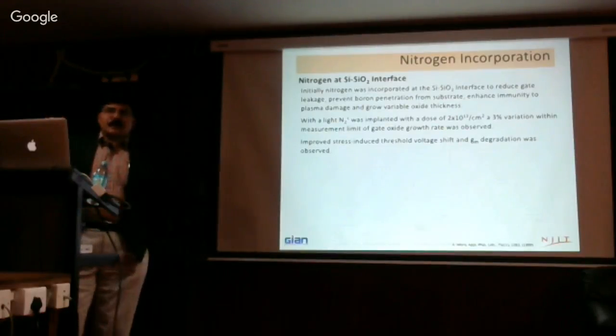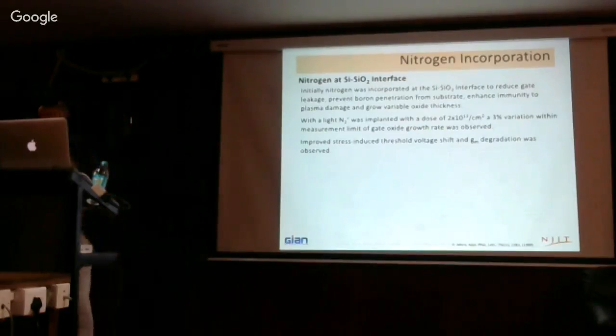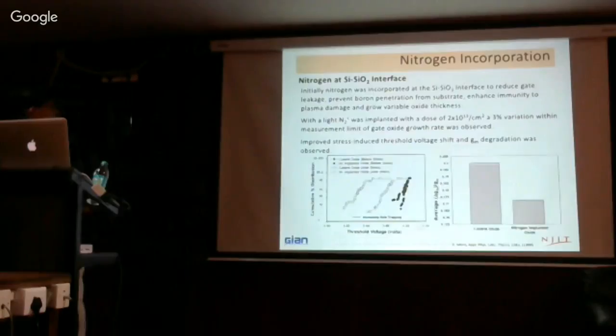What you do is implant nitrogen first into the silicon substrate, with very low energy and low dose implantation, because you need only 10% nitrogen in the silicon dioxide. And then when you grow the oxide, the nitrogen gets into the oxide. And that improves the stress induced threshold voltage.